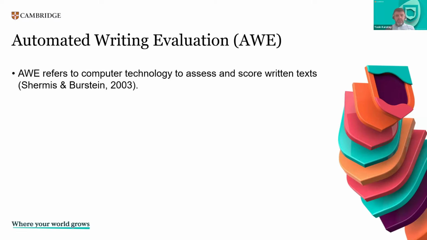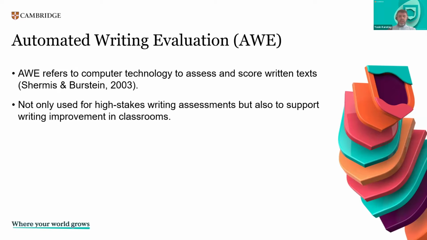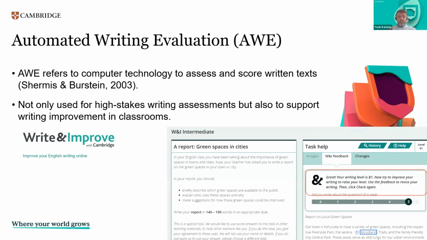Among all these technologies, I'm going to focus on one type, which is the automated writing evaluation, or I'm going to call it AWE from now on. So AWE basically refers to computer technology to assess and score written texts. So you or your students can use this type of technology, for example, to receive feedback on a piece of writing. It could be an email, a paragraph, an essay or a longer essay, or a piece from an article. And this can be used for high stakes writing assessments as well as to support writing improvement in classrooms. And one example of such technology is Write and Improve, which was developed here at Cambridge.